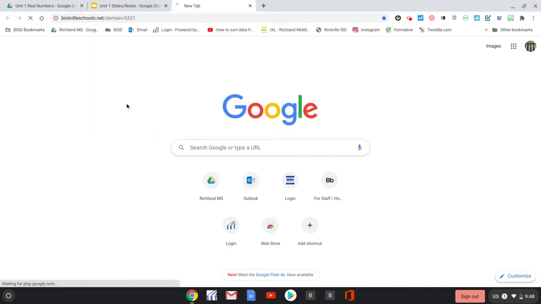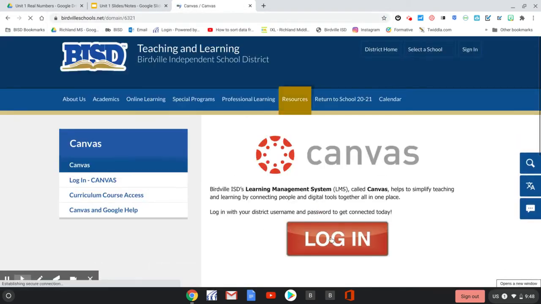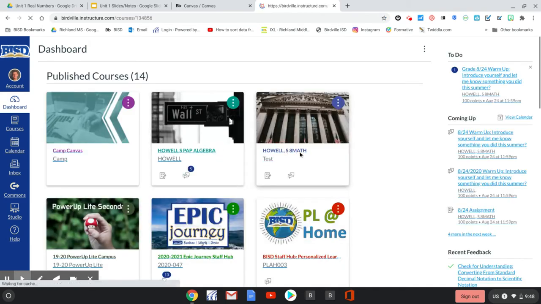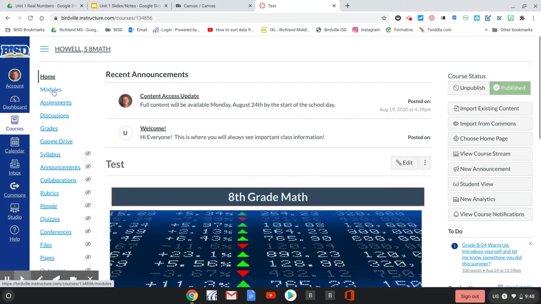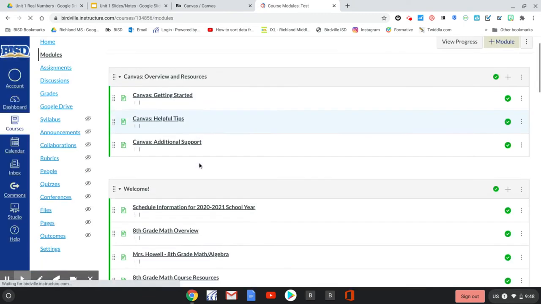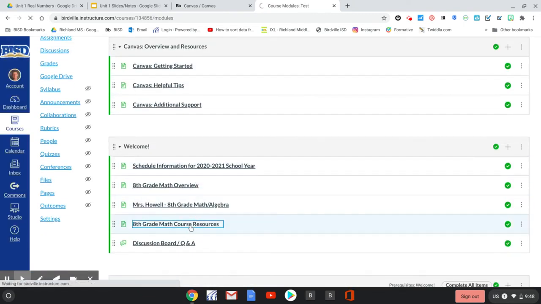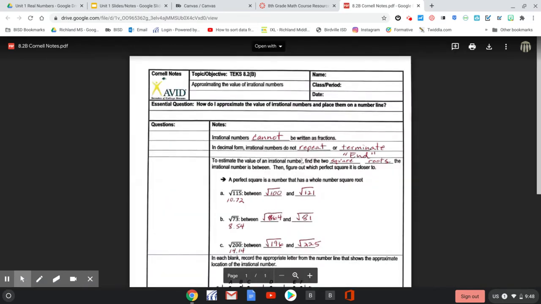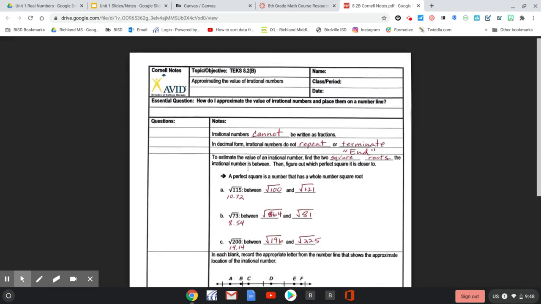Let me go in Canvas. And here we go. I'm just going to go to the resources because that's where it is. And it's also on your page for today's lesson. So obviously I filled in the blanks because we are virtual, but this is what we're going to be doing today.